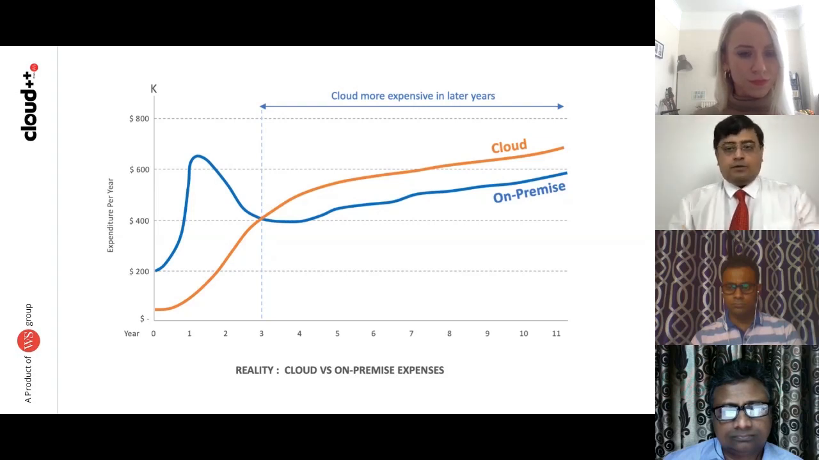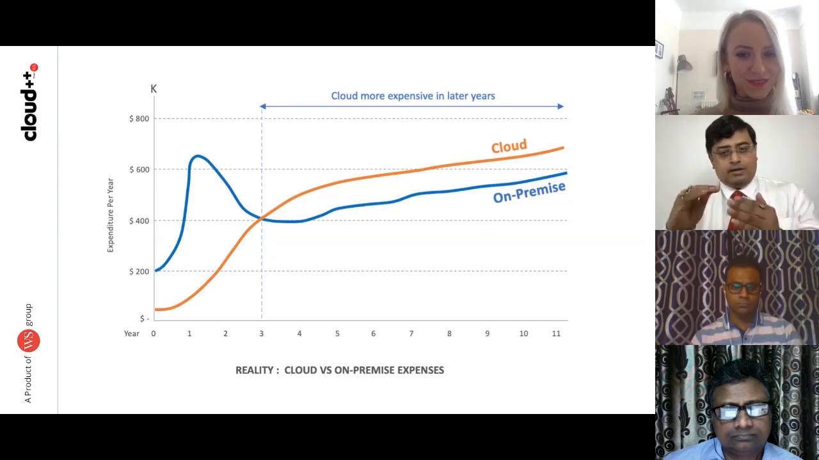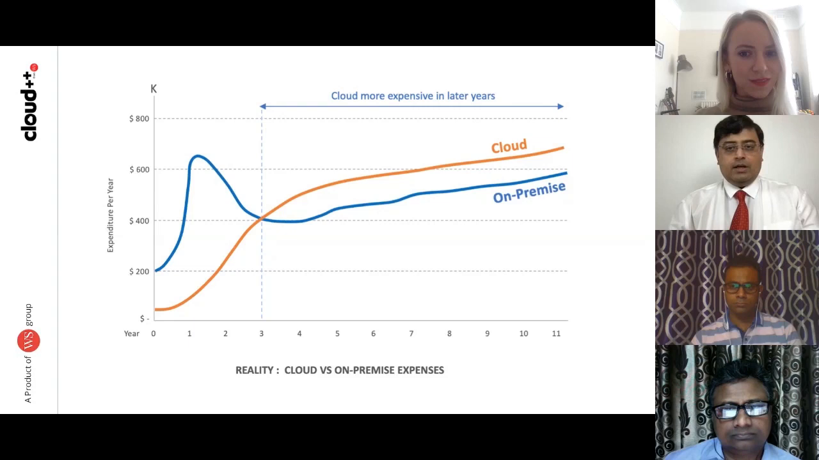So this graph is quite understandable for on-premise, but for cloud, it's a completely different story. The initial rise is quite understandable, but after, let's say, 2 years, 3 years, we see that the curve still grows up, and that is not something we were expecting. And the reason behind it is, again, poor management of the cloud infrastructures.